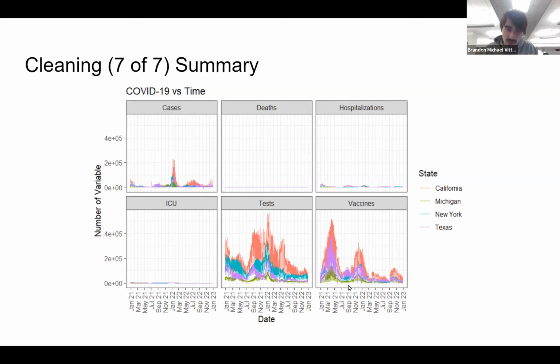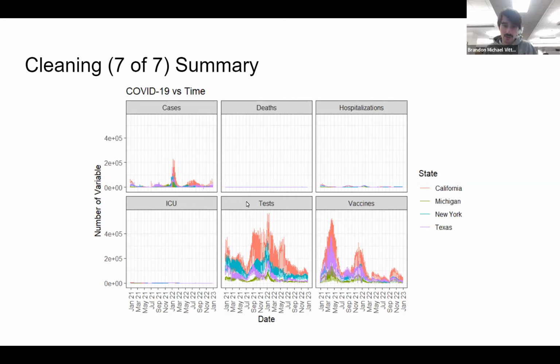The next thing that I notice is that the scaling within each variable is off. So California is always on top, and Michigan is always on the bottom. And this is simply because the population in California is way higher than the population in Michigan. So in the pre-processing, we're going to have to make sure to scale within the variables so that population doesn't bias our clustering results.